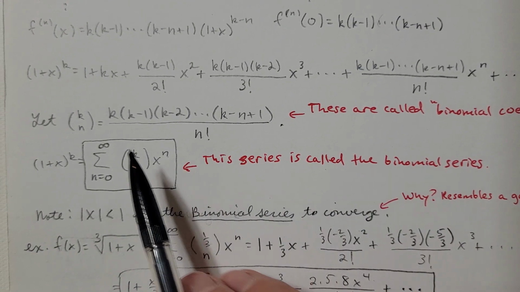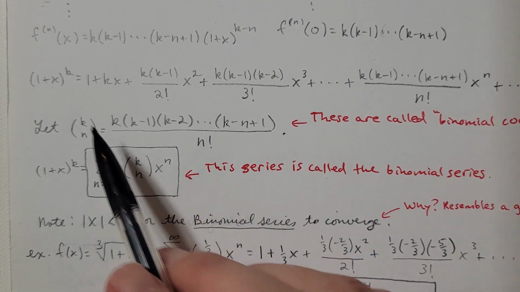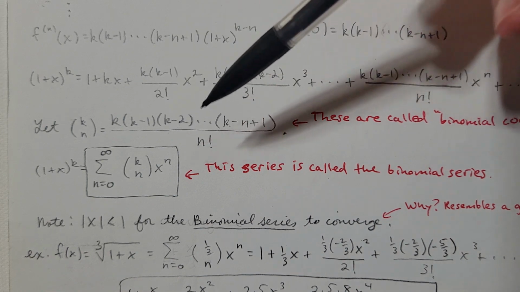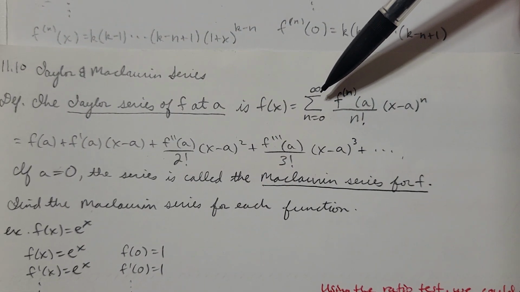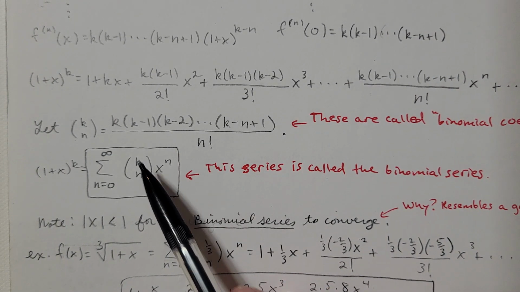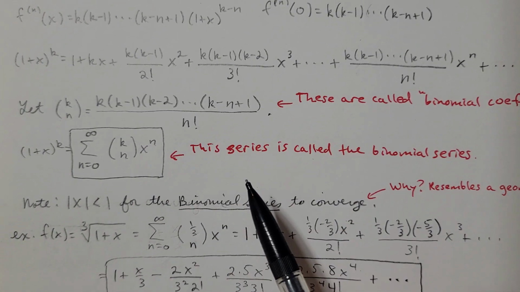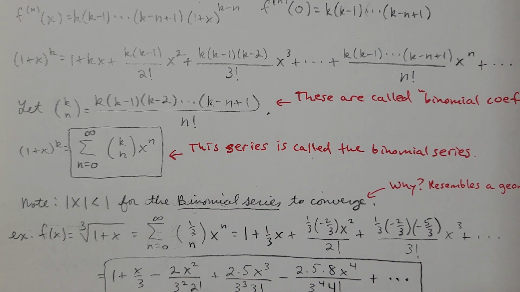So using this notation here, the formula that I have for my answer will be (1 plus x) to the k power is equal to the summation as n equals 0 to infinity of k choose n times x to the n. Okay, so this series is called a binomial series, and that's terminology that you'll see in the book in this section.